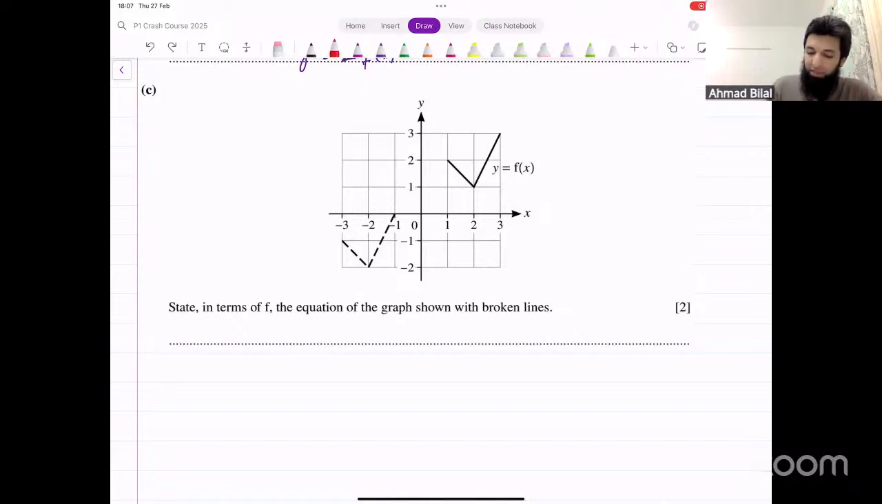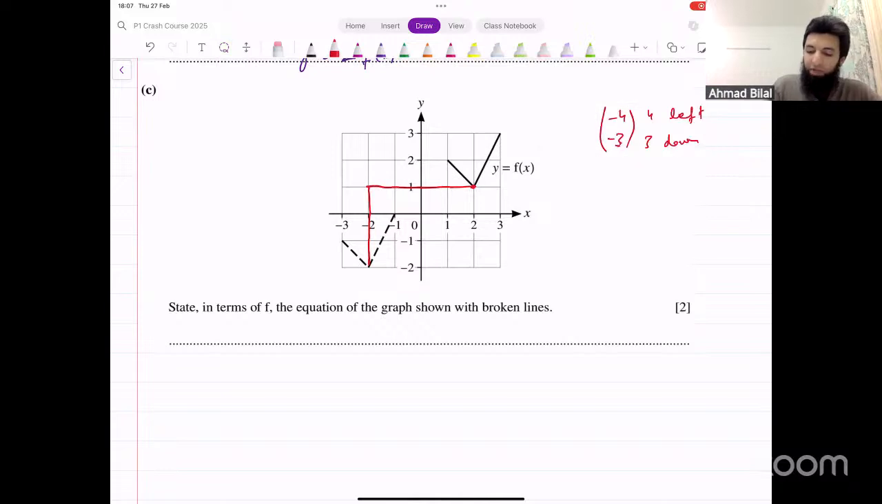How many units has it moved? 1, 2, 3, 4. 4 units left. So we're going 4 left. And 1, 2, 3. 3 down. 4 left and 3 down. If we had to write down a vector, that would look like this: -4, -3. That's the translation vector that we have. So it's a translation with this vector.